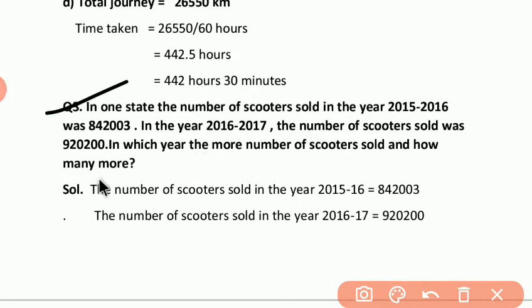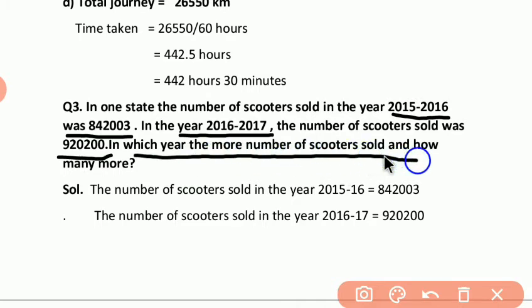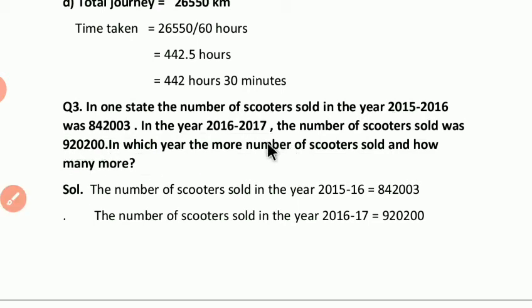Now let's see question number 3. In one state, the number of scooters sold in the year 2015-2016 was 8,42,003, and in the year 2016-17 the number of scooters sold was 9,20,200. In which year were more scooters sold, and how many more?